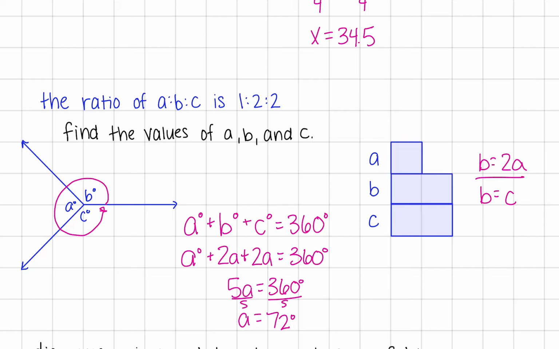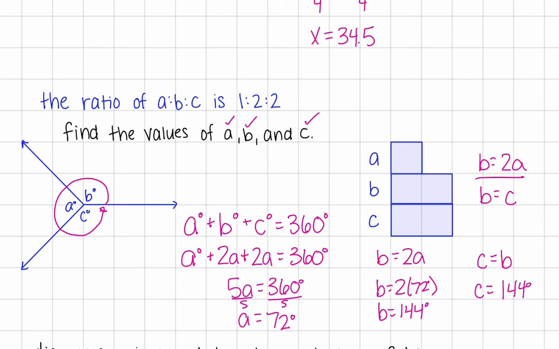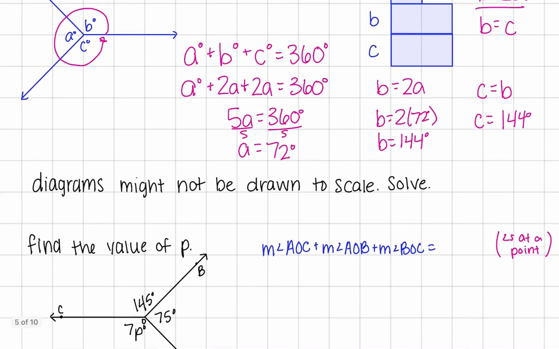Are we done? No, we are not, because we found the value of A, which is 72 degrees. Now we need to find B. We know B equals 2A. So B equals 2 times 72, which means that B equals 144 degrees. We found B. Are we done? No. We also know that C equals B. So C equals, substitute in B, 144 degrees. And now are we done? Yes, we are. Okay? All right.